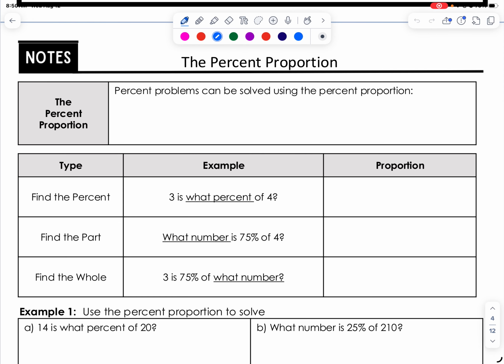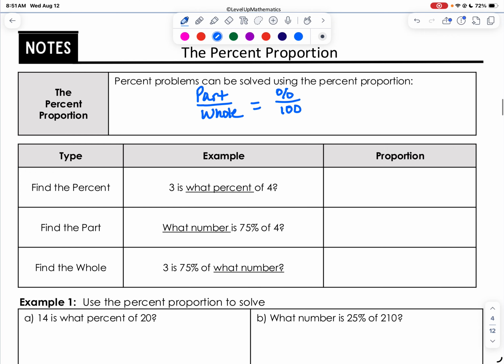In today's lesson, we will be reviewing the percent proportion that you most likely learned in 6th grade. So before we get started on some examples, let's talk about what the percent proportion is. Percent problems can be solved using the percent proportion, which says the part over the whole is equal to the percent over 100.